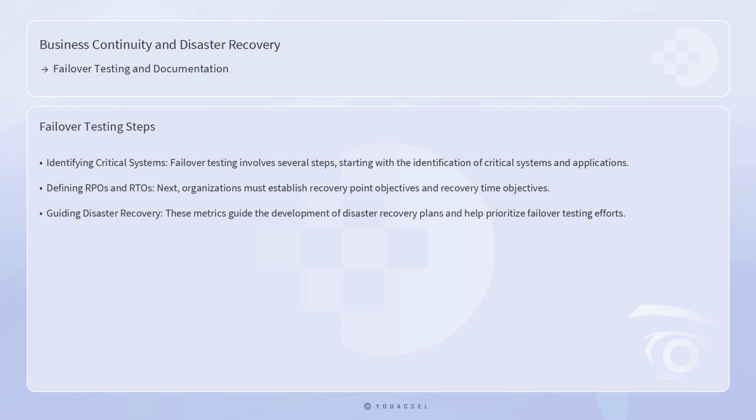Failover testing involves several steps, starting with the identification of critical systems and applications. These are the components that must remain operational during a disaster. Next, organizations must establish recovery point objectives and recovery time objectives. RPOs define the maximum acceptable amount of data loss, while RTOs specify the maximum acceptable downtime. These metrics guide the development of disaster recovery plans and help prioritize failover testing efforts.